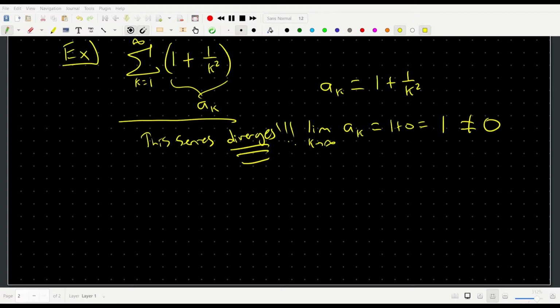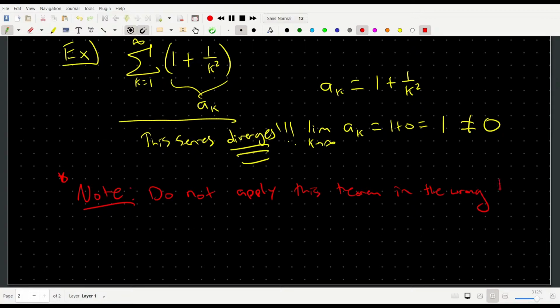And this is a very good example for us. But I want you to be very, very careful to not apply this theorem in the wrong way. So I'm going to put this in red here. Do not apply this theorem in the wrong direction. This is a very, very important note.